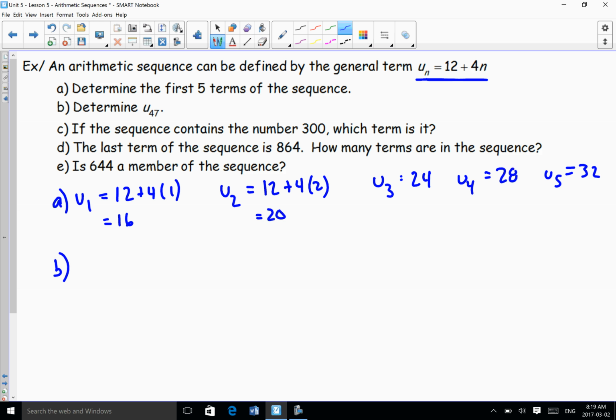If I want to skip all the way to 47, well, I can't just read out the whole pattern. That would be a waste of time. So 12 plus 4 times 47. That would be a lot faster, right? We should get 200 for that.